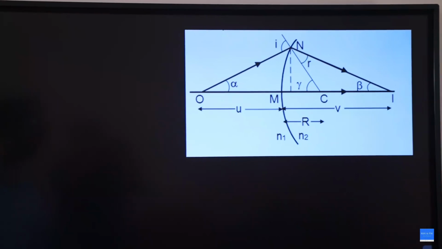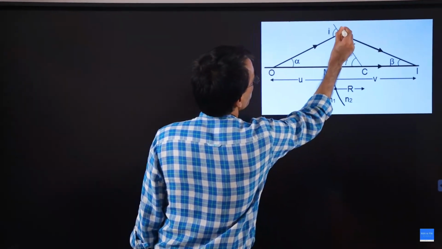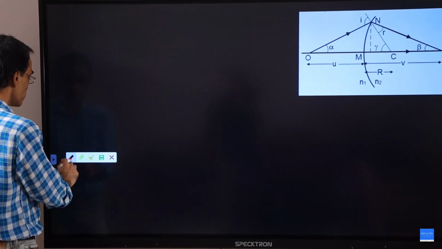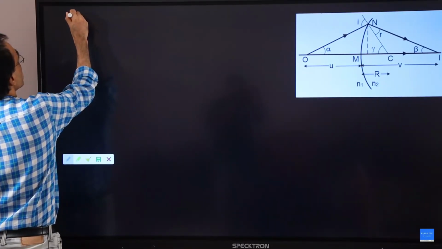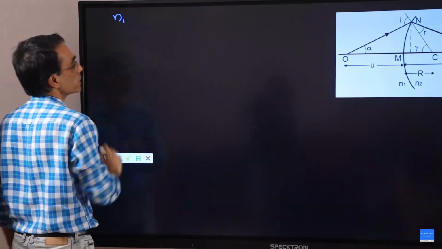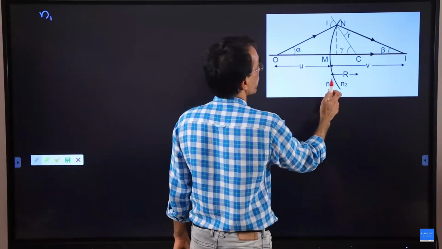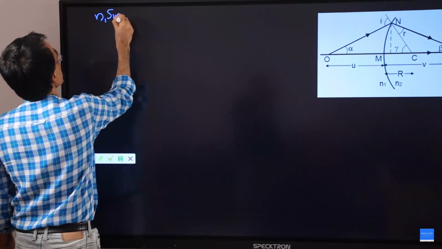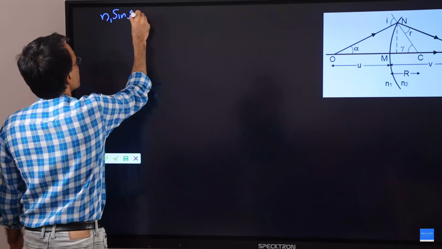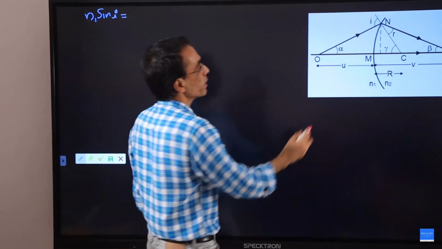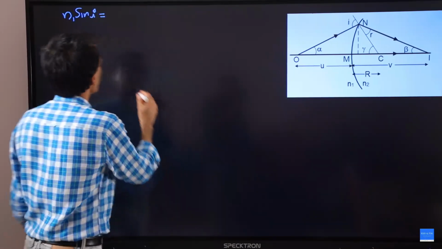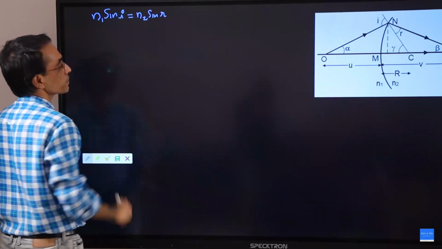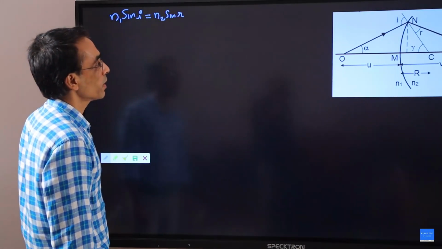Apply Snell's law at point N here. At this point I am going to apply Snell's law. And how to apply Snell's law? Snell's law at that point will be written like N1, which is the surrounding medium N1, and in that medium you have this angle I, so N1 sin I equal to, this medium has got a refractive index N2, so I will write N2 sin R.